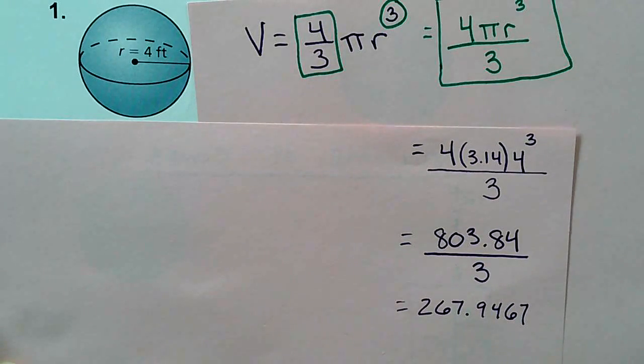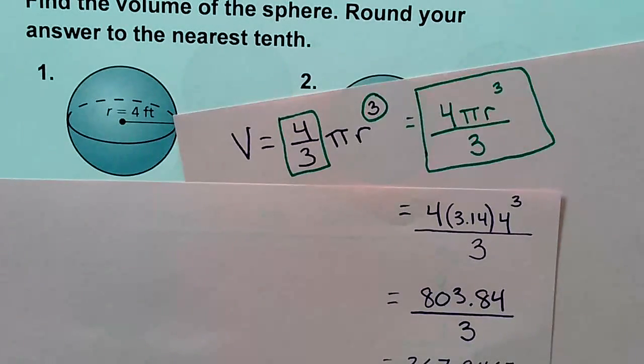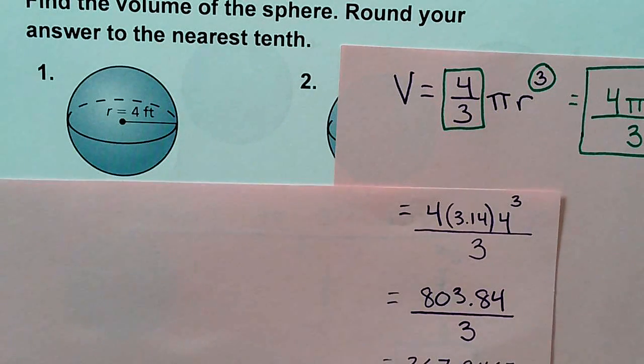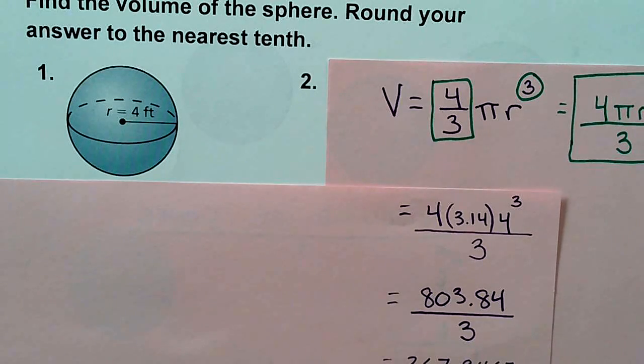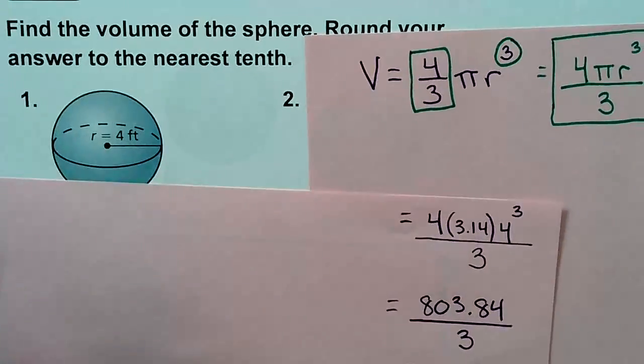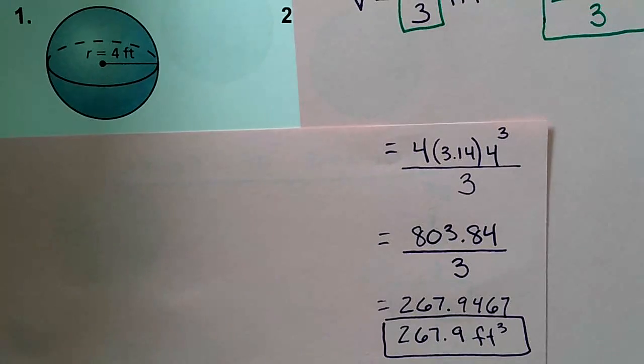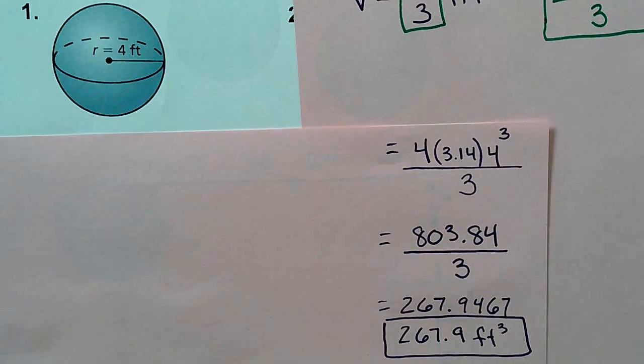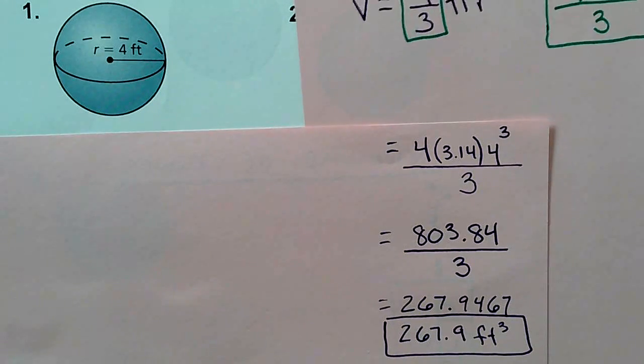267.9467. And if we remember in the directions, it said round to the nearest tenth. So I'm going to round to the nearest tenth, which is 267.9 feet cubed. And that is the volume of our sphere. And you can't see that, so let me slide it up. There it is, 267.9 feet cubed. All right, and we're going to look at another one.